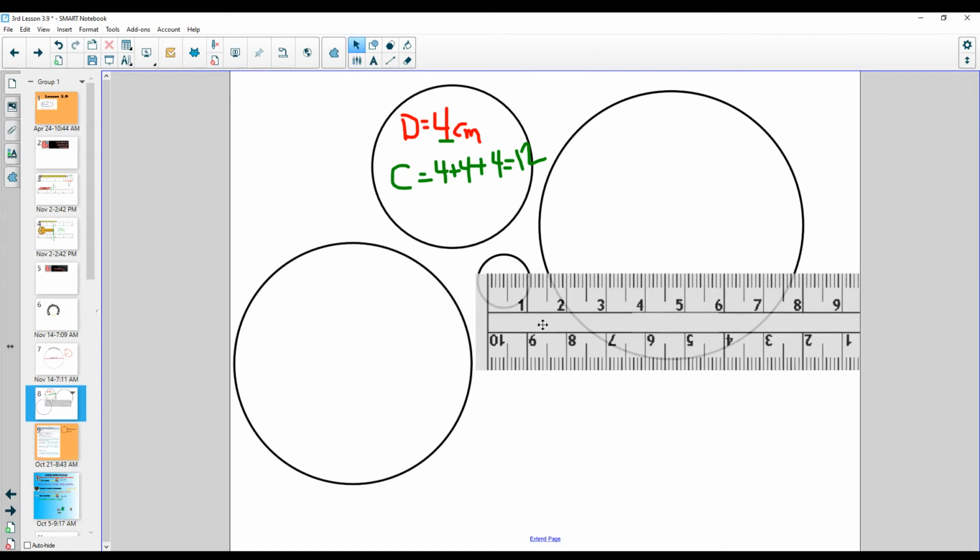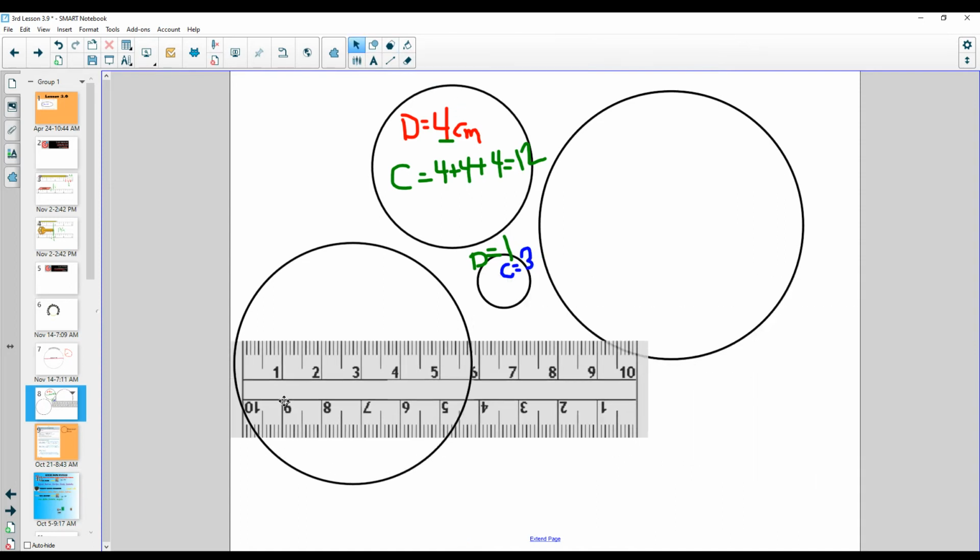Let's do this one. Ooh, the diameter is 1. So what is that circumference? You should be able to do this one in your head. 1 plus 1 plus 1 equals 3. All right, let's go over to this one.